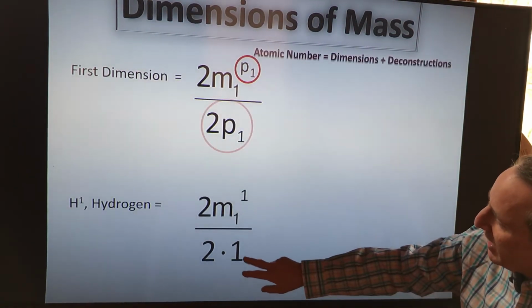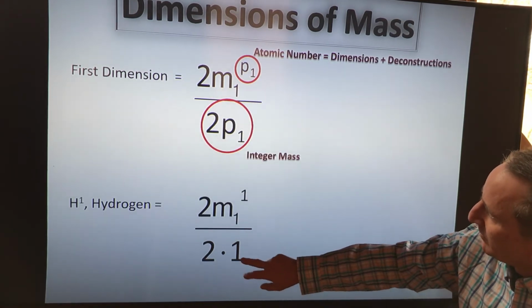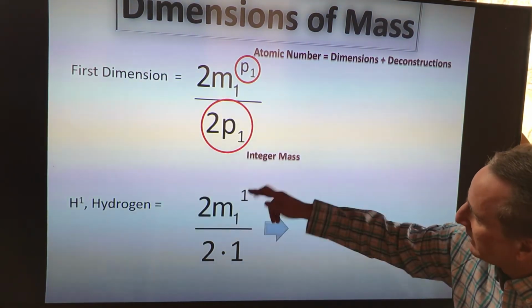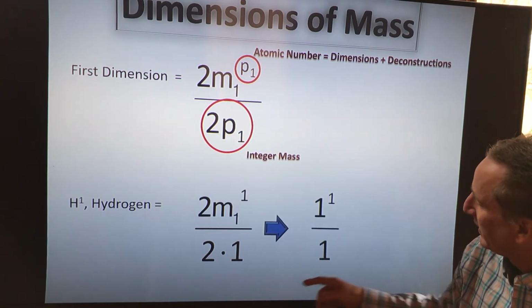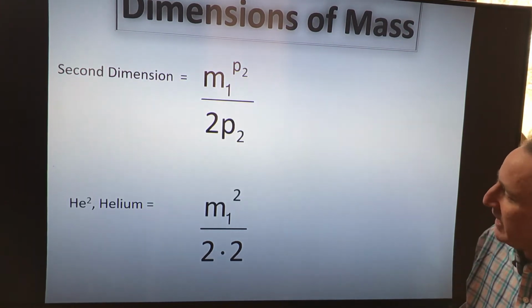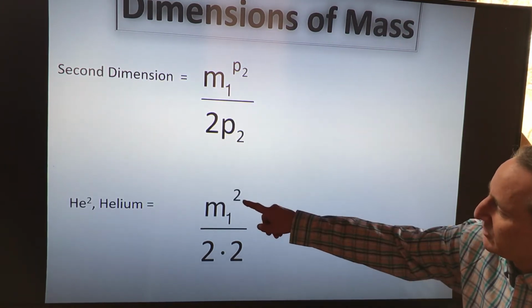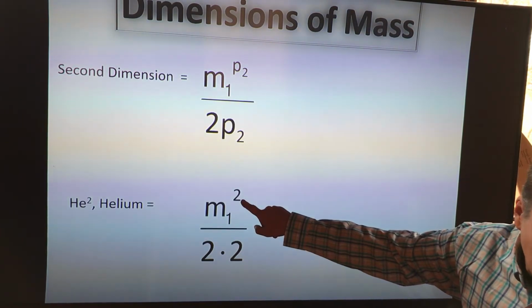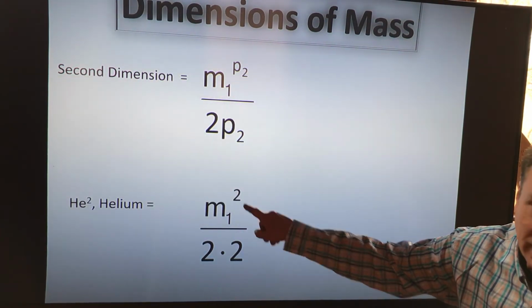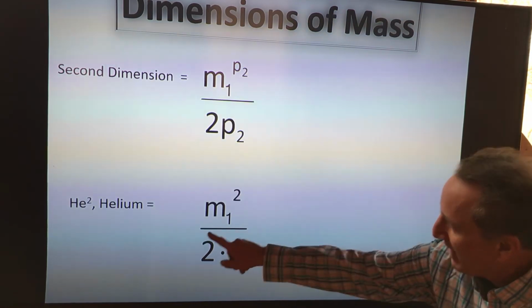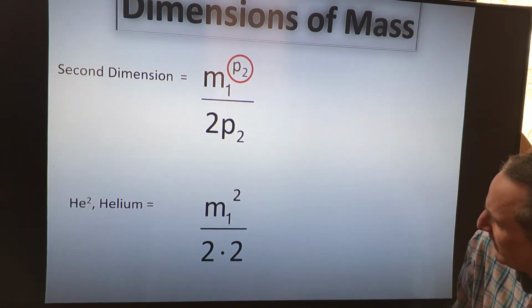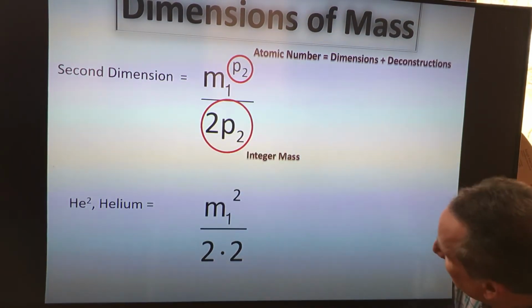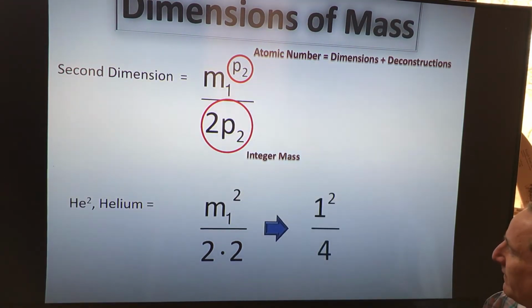So this is just for hydrogen, the power is 1, so put it to the power of p and 1, and it all just cancels out. And then for helium, it's the second mass, because it's got the second electron, but it's got an actual mass of 4. Okay, so its integer mass is 4.